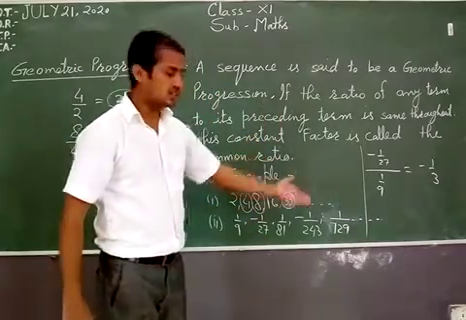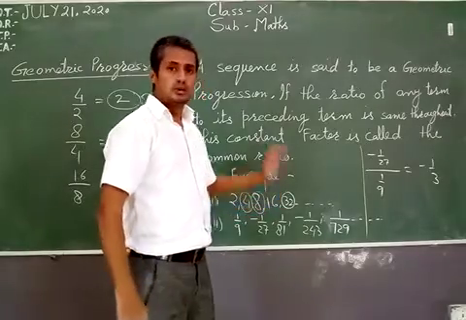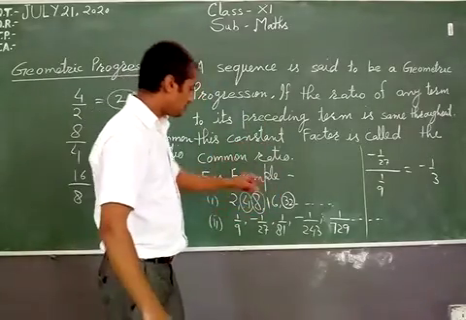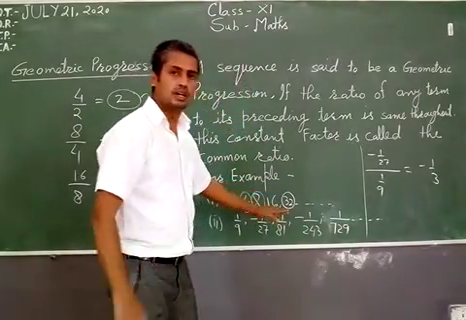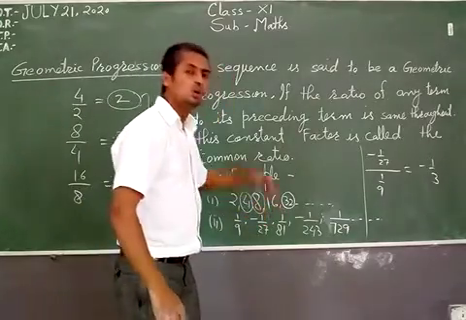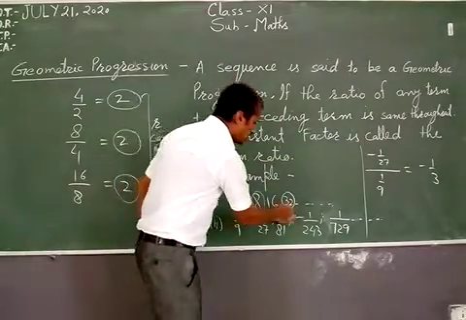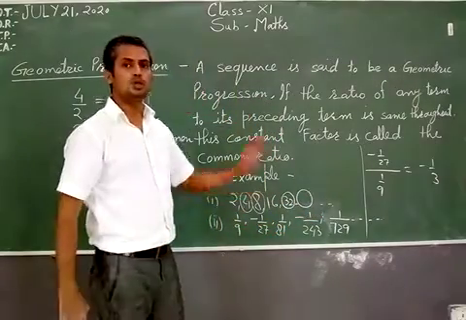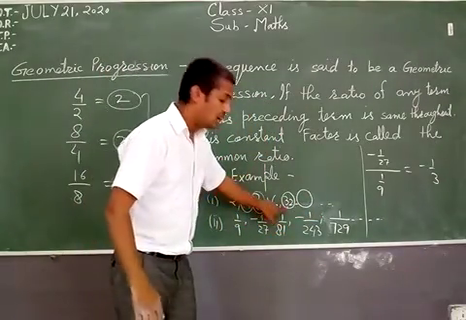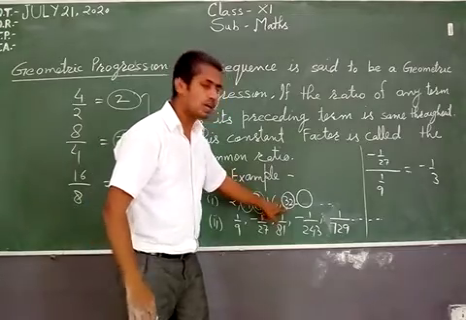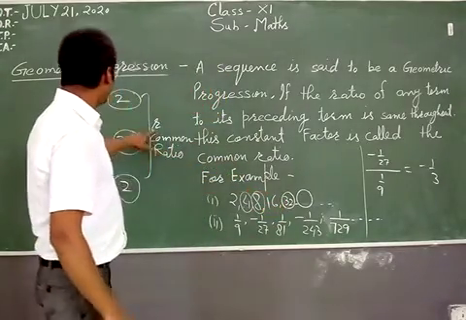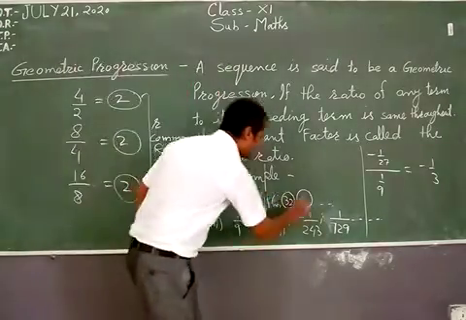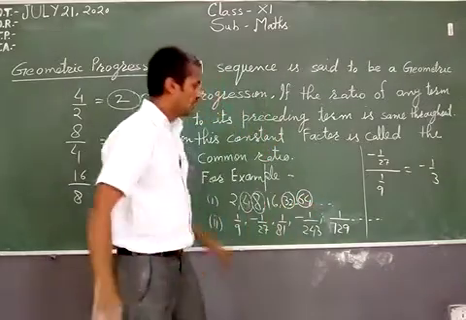To find the next term of a given geometric progression, we multiply the last term by the common ratio. Suppose we have to find the next term here, without using any formula. The last term is 32. Now multiply by the common ratio, which is 2. We can write here 64.